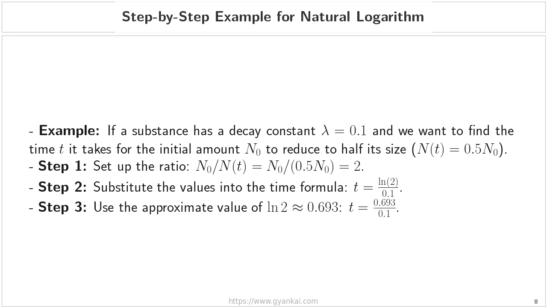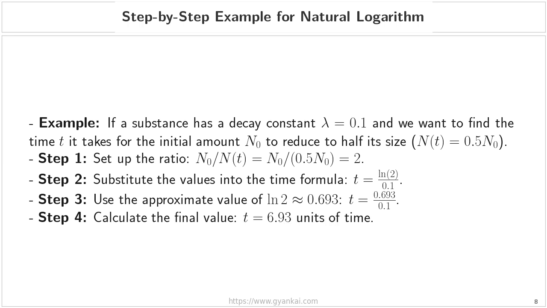In step 3, we use the approximate value for the natural log of 2, which is 0.693. Substituting this into our equation, we get t equals 0.693 divided by 0.1. Finally, in step 4, we perform the division to find the final value. This gives us t equals 6.93 units of time. As we move forward to the summary, keep in mind how the natural logarithm allowed us to isolate the time variable in this exponential decay process.